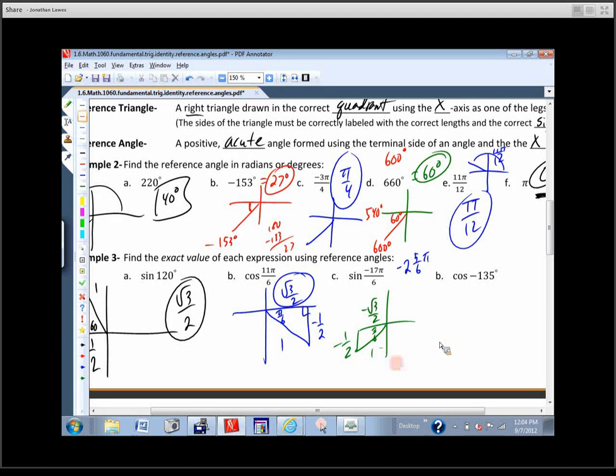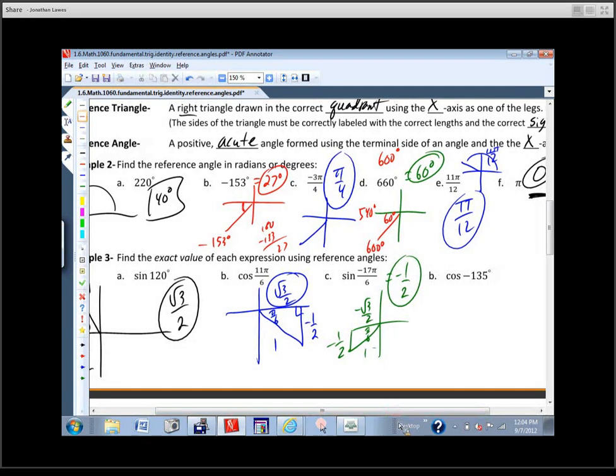And I want the sine ratio. What is the sine ratio on this one? Negative 1/2. There's our answer there. Okay? All right. Is that good? You get it? See how to do it?